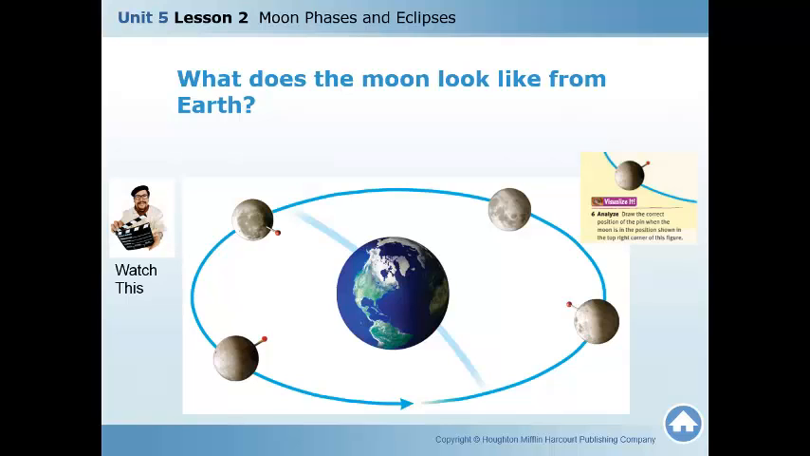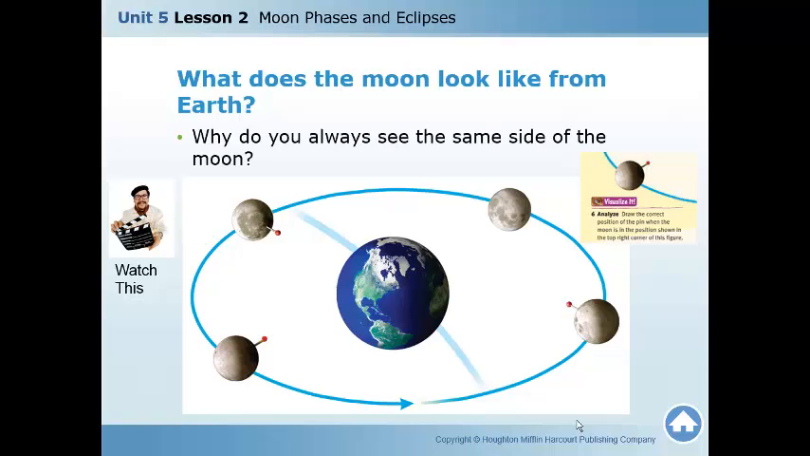What does the moon look like from Earth? If you would please pause the video and do number 6, draw the correct position of the pin where the moon is when the position shown is in the right corner of this figure. So this one, fill in this picture, which side is facing, and then we're going to start class tomorrow with 2 videos. This video and the video at the end of this video notes. So please remind me to do that before we do our discussion of our visa.